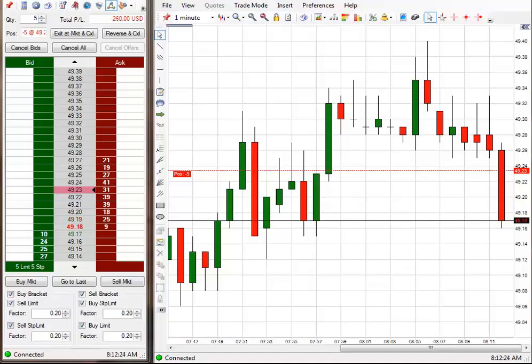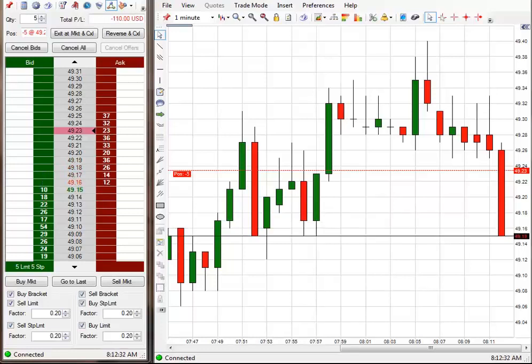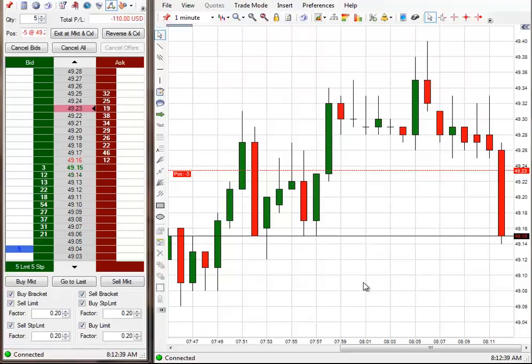Good morning, traders. I'm just doing a little trading here. I took an entry a few seconds ago to go long, and then it did a reversal on me. Actually, for you code traders out there, it was offset.